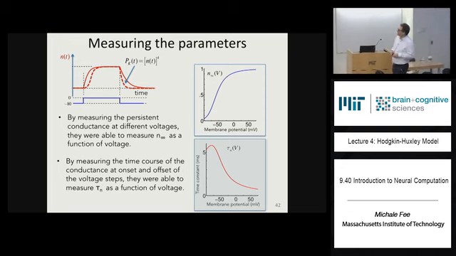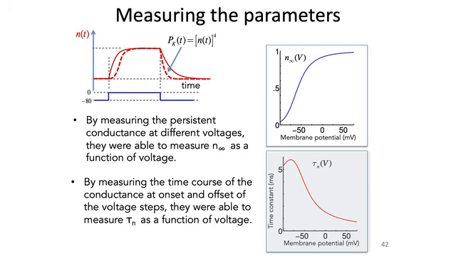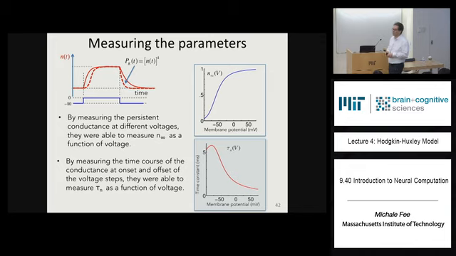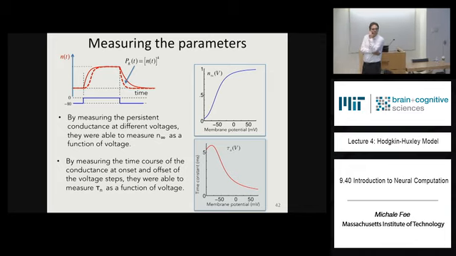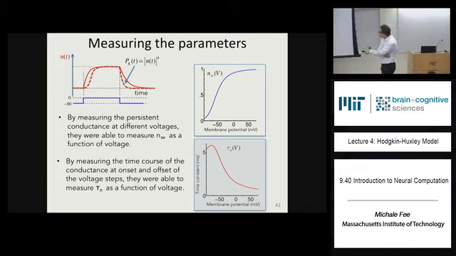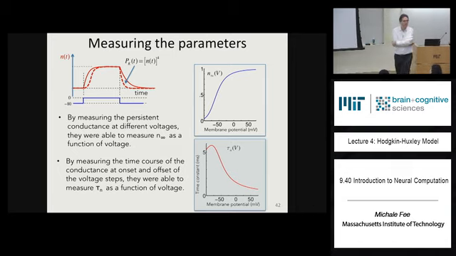And you can extract these taus just by measuring this exponential decay at different voltages, or measuring the inferred first order process. You can infer the time constant of the first order process on the onset and the offset to extract these taus as a function of voltage. This is tau as a function of voltage. Okay.